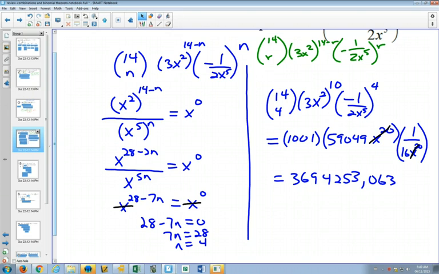If something were to happen that they didn't cancel out, then you would know that you either made a mistake in your simplification or your n value was incorrect.